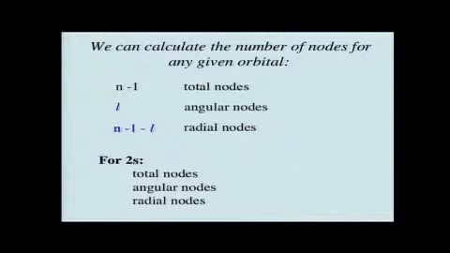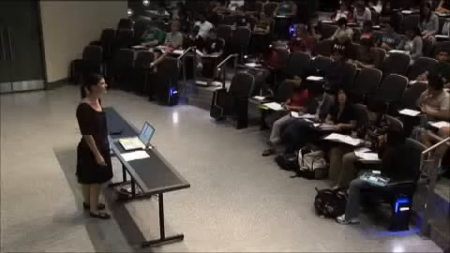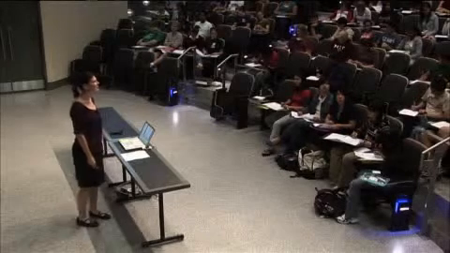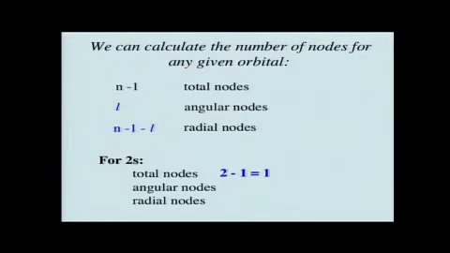So let's go ahead and just do a few of these. They're pretty straightforward to do, and it gives us an idea of what kind of nodal structure we can expect in an orbital. So for a 2s orbital, how many total nodes will we have? Yep, I heard 1. So 2 minus 1, 1 total node. Angular nodes, we're not going to have any of those. We'll have 0. L equals 0, so we have 0 angular nodes. And in terms of radial nodes, we have 2 minus 1 minus 0. So what we have is 1 radial node.